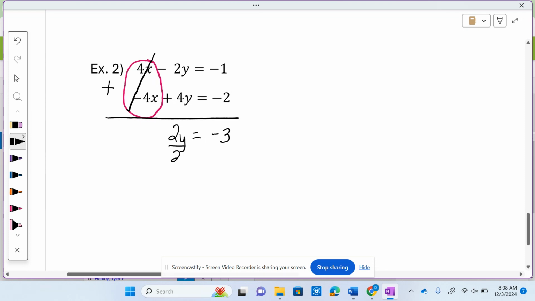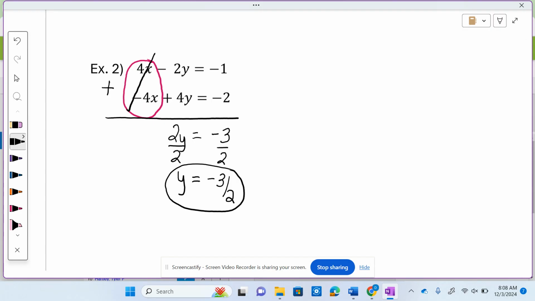Divide both sides by 2. So y equals negative 3 halves. I'm going to leave it as a fraction. I know that negative 3 halves is the same thing as negative 1.5, but I'm going to leave it as a fraction. So, what are we going to do with that? Next step.